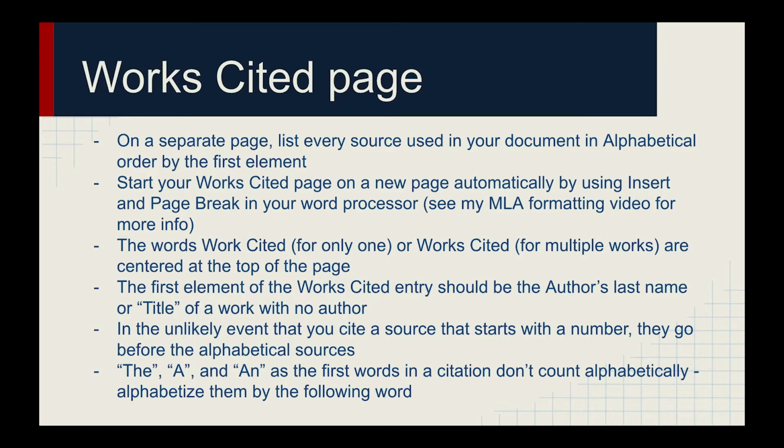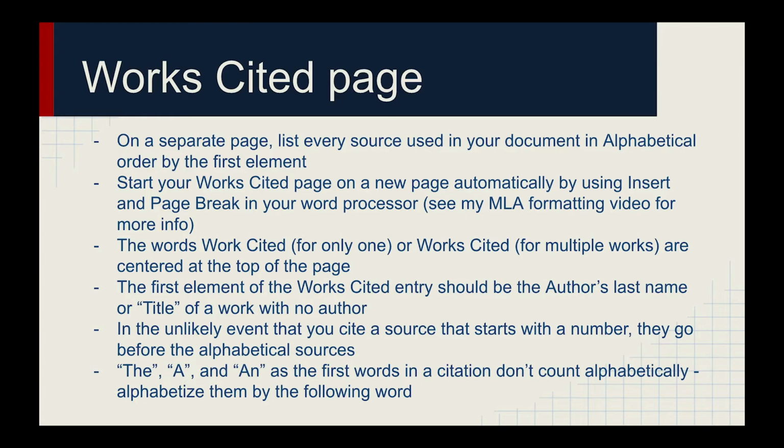The words Works Cited for only one, or Works Cited for multiple works, are centered at the top of the page. The first element of the works cited entry should be the author's last name, or the title of a work with no author. In the unlikely event that you cite a source that starts with a number, it goes before the alphabetical sources. The, a, and an, as the first words in a citation, don't count alphabetically. Alphabetize them by the following word.